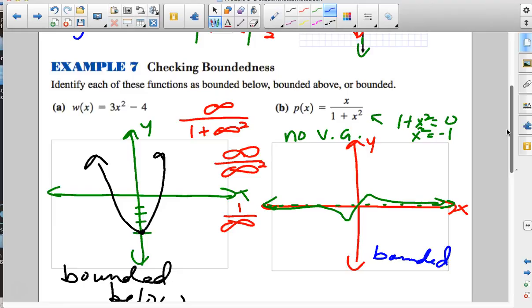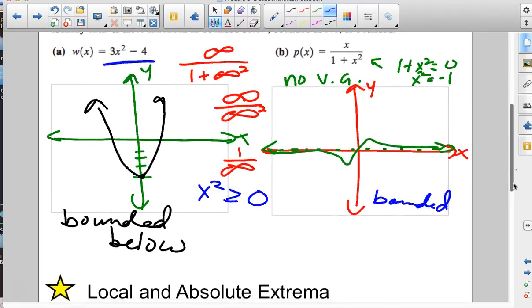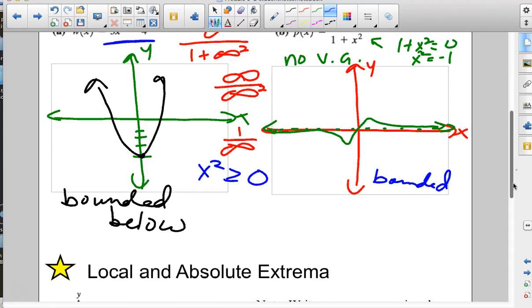And here's how we start. We say, what I recognize about this is x squared. And I know that x squared will always be greater than or equal to 0. But what I need to get is 3x squared minus 4. So I think, how can I build this up so that the left side would say 3x squared minus 4? Well, what I would have to do is multiply both sides by 3. And then I'd have to subtract 4 from both sides.